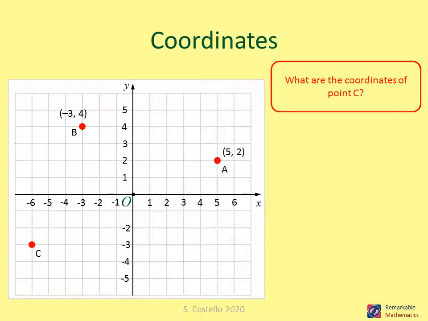What are the coordinates of point C? Again, x, y. So x is -6, y is -3. And finally, the coordinates of point D. Well, our x value is 1 and our y value is -5.